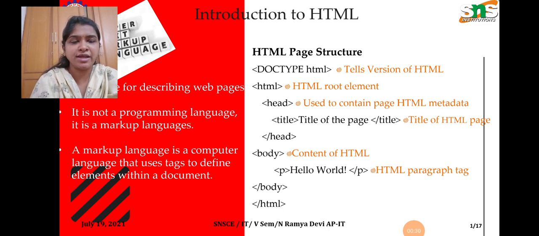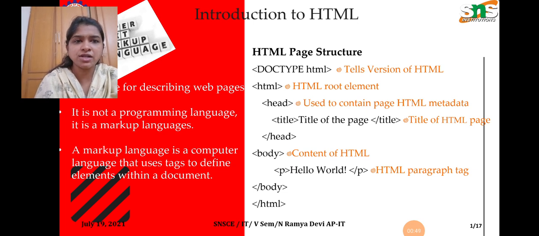So this is an example of an HTML page structure. The first line is the doctype HTML, which tells the version of HTML, and HTML, which is the root element, and head, which contains the page metadata, and then the title of your HTML page is available in the title tag, and the actual content of your web page will be available in the body tag. We have so many HTML elements, for example, one HTML element is paragraph, which is given as P, and whatever we enter inside this tag will be shown in your web page.